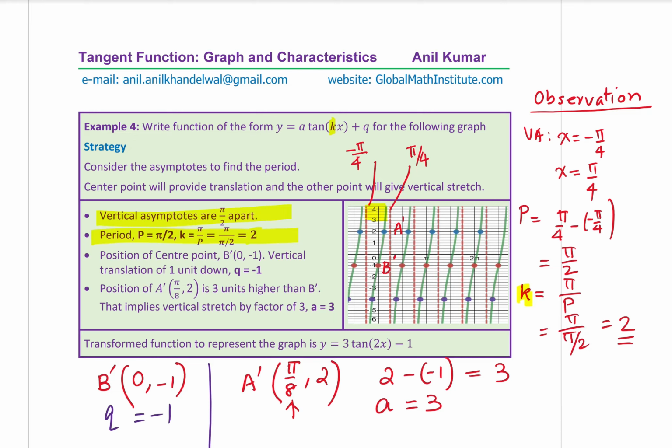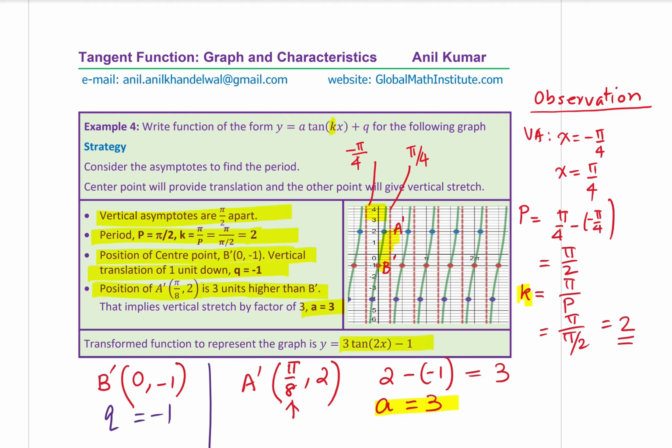Do you see how we calculated the stretch factor? So that is how we are going to find the stretch factor. So now clearly, the position of the center point B is 0, minus 1. So that means there's a vertical translation of 1 unit down. And the position of A dash, at pi by 8, 2, is 3 units higher than B. So the difference between these 2 points here is 3 units, and therefore there is a vertical stretch by a factor of 3. So we get the value of A as 3.